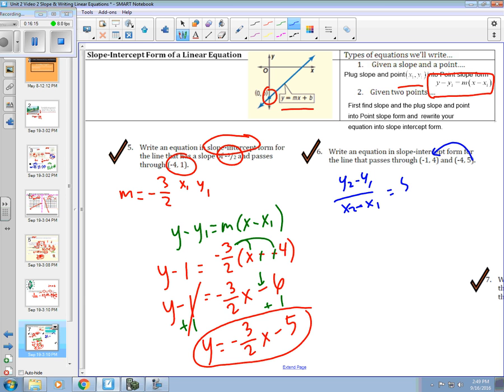So we got 5 minus 4 over negative 4 minus negative 1. Looks like our slope here is going to be 1 over, probably want to add this here, negative 4 plus 1 is going to be negative 3.